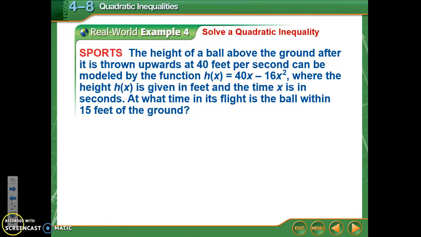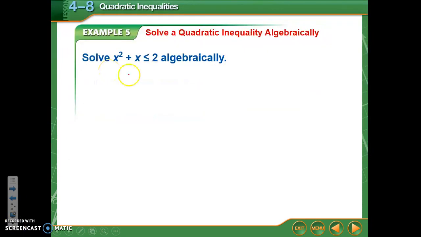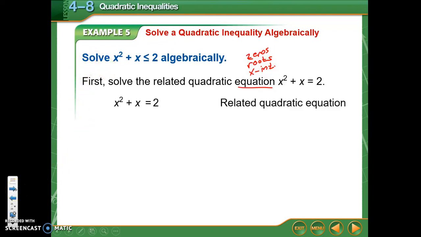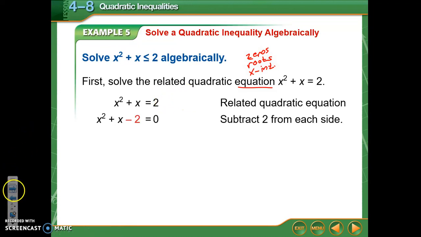Alright, let's do example 5 first, actually, so that way we can make sure to show you how to solve algebraically. When we're solving algebraically, first we want to solve the quadratic equation. So again, we're going to want to find the x-intercepts, or the roots, or the zeros, right? That's always what I want to do first. I'm going to use those roots or zeros to figure out where my x values are that would make this true. So we're going to set it equal to 0, like we do anytime we solve a quadratic equation.